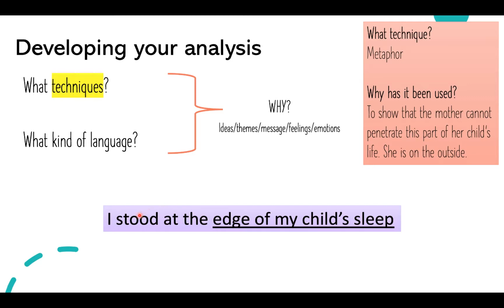So this is the quotation that I've chosen. "I stood at the edge of my child's sleep." And when I look at it, the one thing that stands out to me is the metaphor. Okay, so what I can see is a metaphor. Once I've identified that technique, then I really need to think about why. Why has it been used? Why has Duffy decided to use this particular technique at this point in the poem? What does it show me?